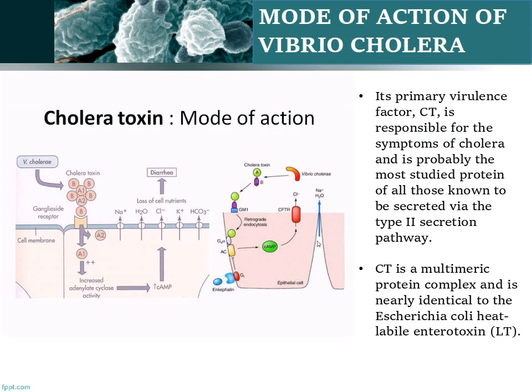The mode of action of Vibrio cholerae depends on its primary virulence factor, which is the cholera toxin, and it is responsible for all the symptoms of cholera, such as diarrhea, vomiting, and dehydration. The bacterial cell will attach to the intestinal lining, colonize and secrete the toxins, which will cause an efflux of water and ions from the intestinal cell, and this will lead to the loss of nutrients and watery diarrhea. Cholera toxin is a multimeric protein complex and is nearly identical to the E. coli heat-labile enterotoxin, LT.